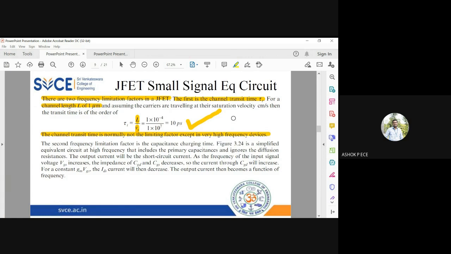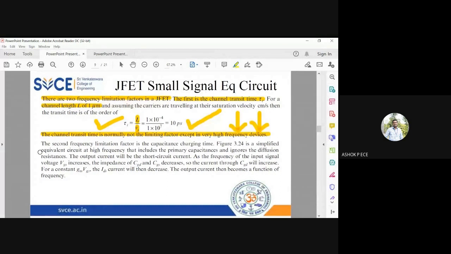So one important parameter which decides the high frequency operating range of a JFET is the channel transit time. The lower this channel transit time, the higher the frequencies at which your device can operate. So this is one thing which you have to consider in the design of your JFET. And second is the capacitance charging time. So you have so many capacitances in your equivalent circuit, right?